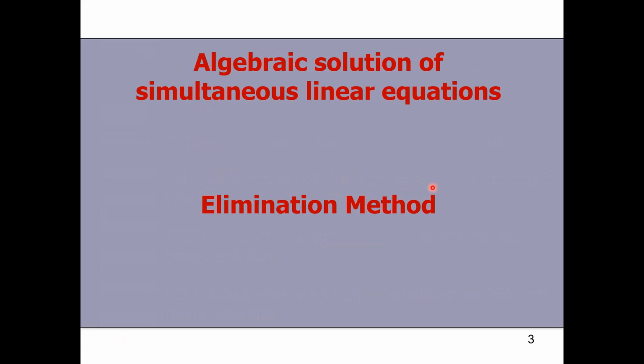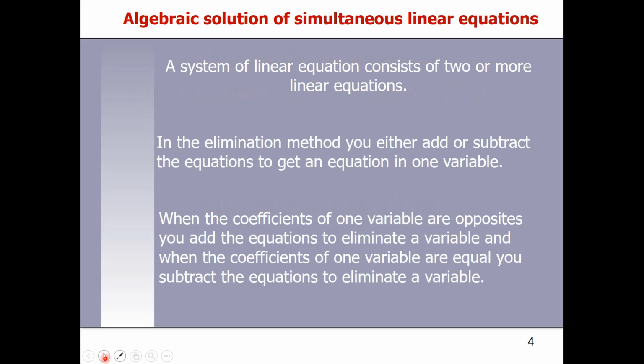So we'll start with the elimination method. We are going to solve a system of linear equations using a method called the elimination method. A system of linear equations consists of two or more linear equations. In the elimination method, you either add or subtract the equations to get an equation in one variable. When the coefficients of one variable are opposites, you add the equations to eliminate a variable, and when the coefficients of one variable are equal, you subtract the equations to eliminate a variable.